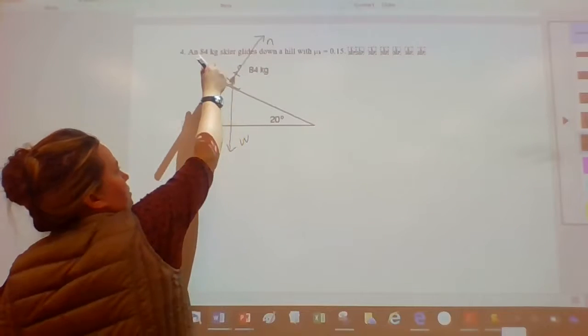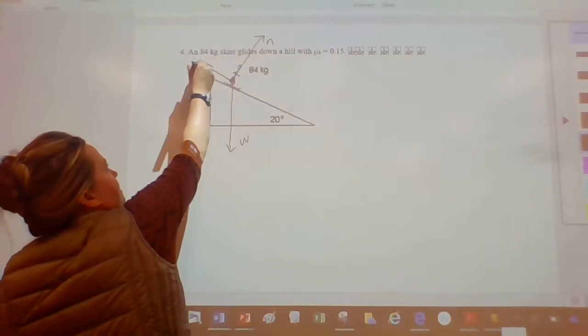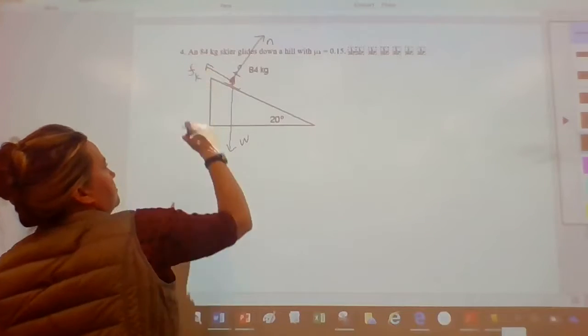It's going to oppose the motion. So the skier is going down this slope. I know that it's going to be opposite that motion. And so there's my friction.